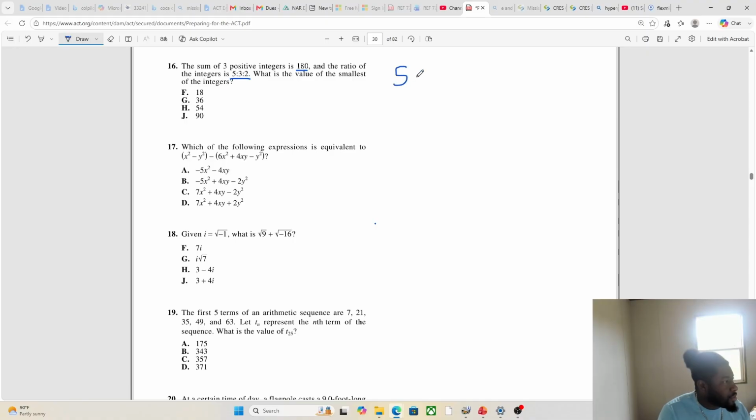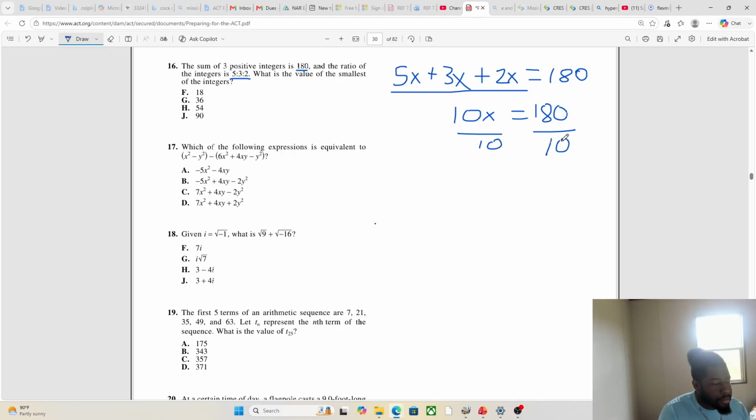So 5x plus 3x plus 2x equals 180. Combine like terms. That should be 10x equals 180. Divide both sides by 10. x equals 18. This is not your answer.